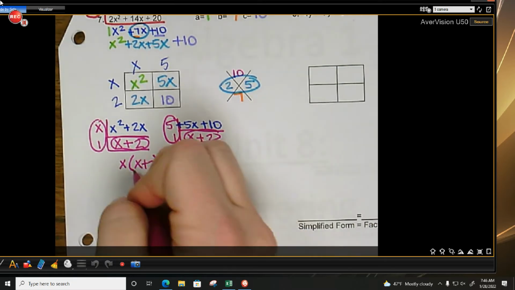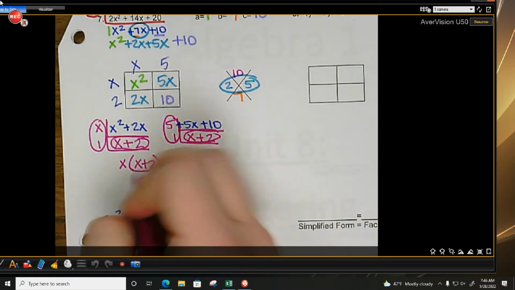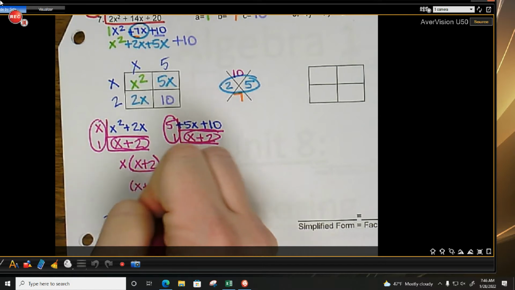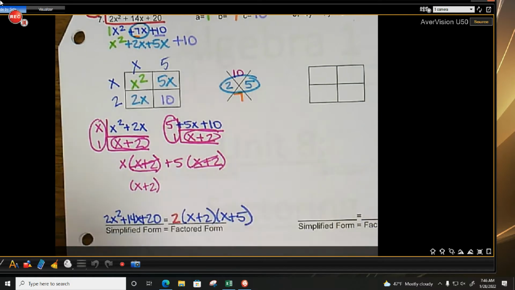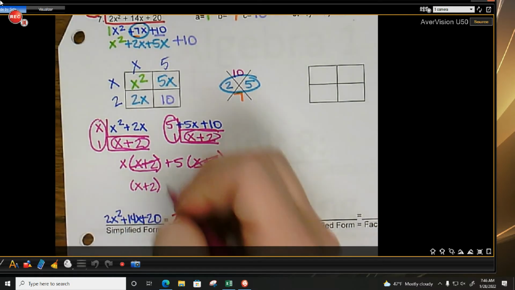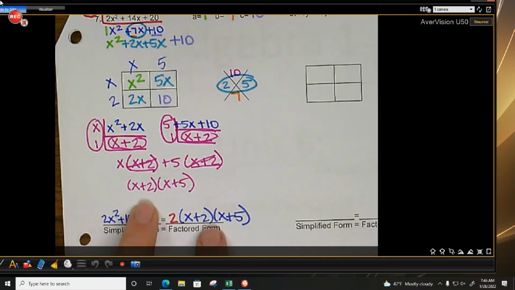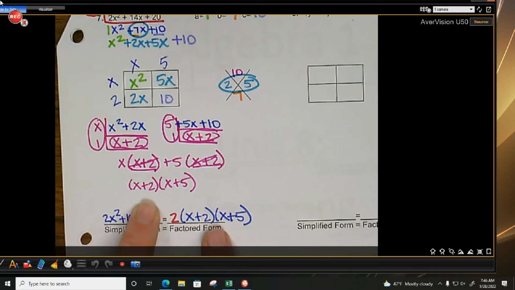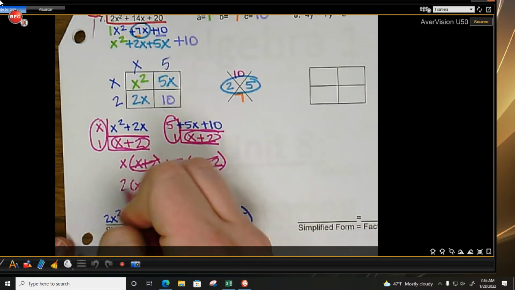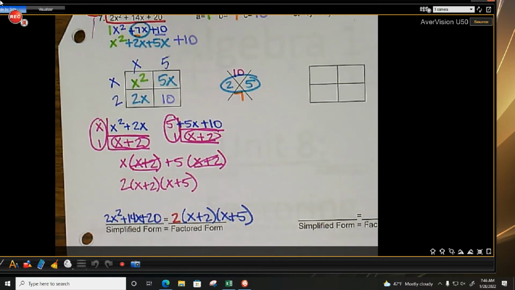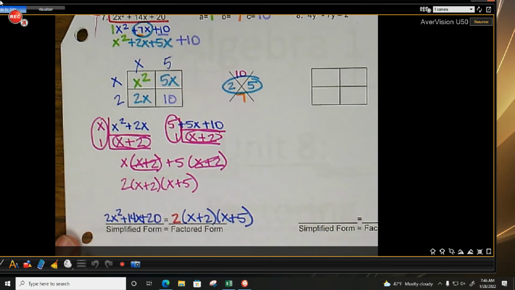Do my parentheses match? Put your parentheses in front. And then what goes in the second parenthesis? Did we get the same thing? We're just missing the 2, but again, you would drop the 2 down from your GCF. Do you see how it's the same exact process? Just this one we have a graphic organizer, this one we're doing our upside down division.